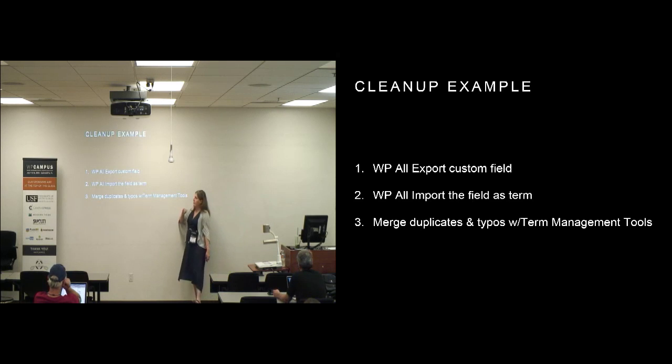So what I did is I grabbed the WP All Export companion plugin, exported out of my newly set up WordPress site the custom field that we brought in, and then ran it through WP All Import again and brought it in as a taxonomy term. And then I used term management tools to go through and pick out those duplicates and merge them into one term. Does that make sense?